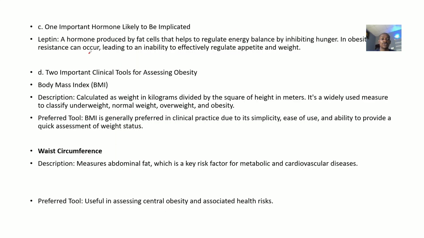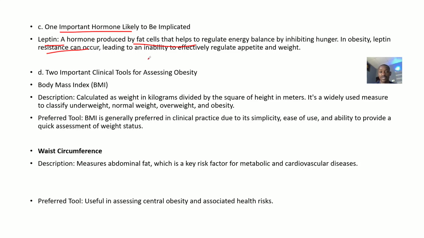Okay. So what is one important hormone that can be implicated in obesity? It is leptin. Leptin is a hormone produced by fat cells that also helps regulate energy balance by inhibiting hunger. So in obesity, leptin resistance can occur, leading to an inability to effectively regulate your appetite and weight.